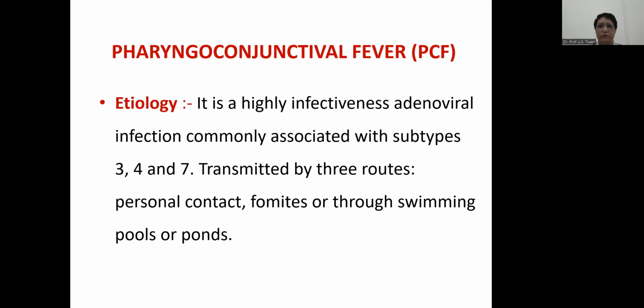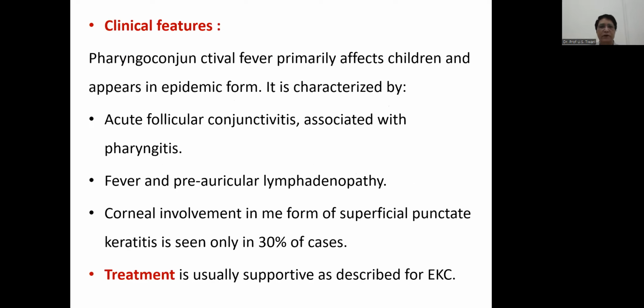Pharyngoconjunctival fever is a highly infective adenoviral infection. It is commonly associated with subtypes 3, 4, and 7. It is transmitted by three routes: personal contact, fomites, or swimming pools. So pharyngoconjunctival fever is another viral conjunctivitis that needs to be remembered.